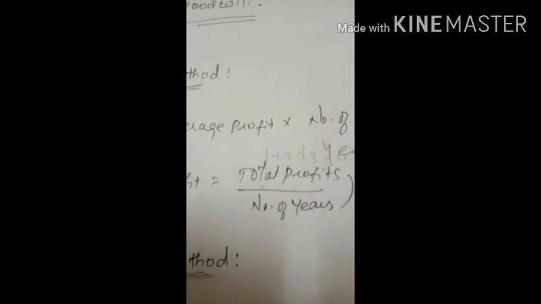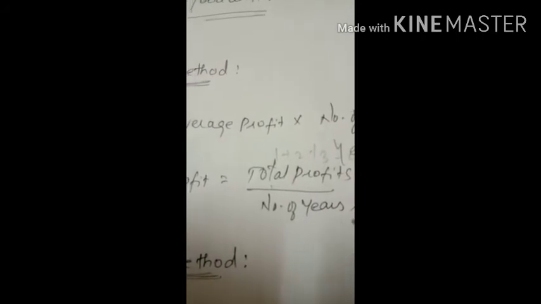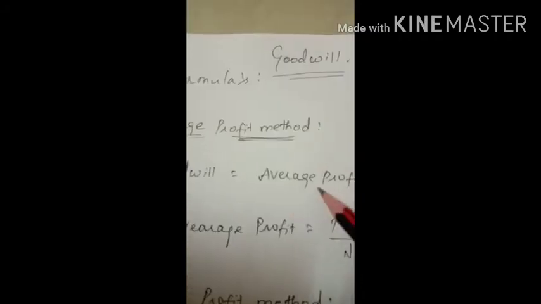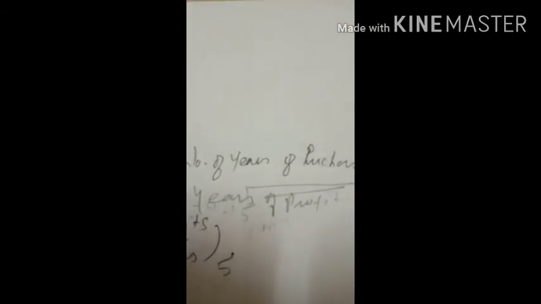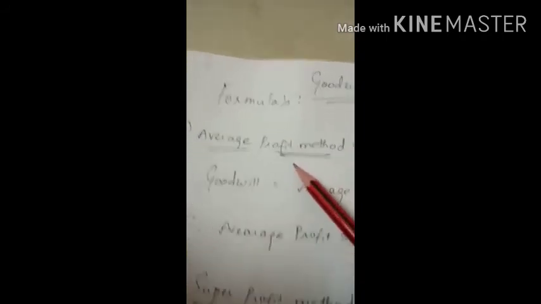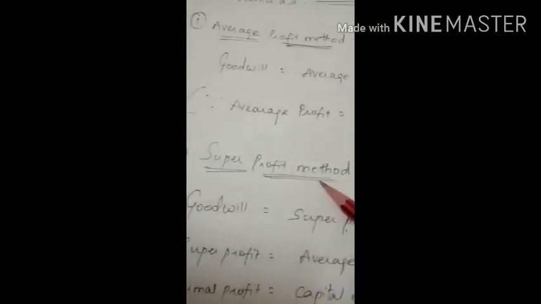Normally we calculate average for everything like this. Even for marks we calculate total marks divided by the number of subjects we appear for. In the same way here, average profit is equal to total profit divided by number of years. When you get this, the average profit into number of years of purchase, that is for how many years of profit you are going to calculate, becomes the value of goodwill under the average profit method. Now the second method is the super profit method.